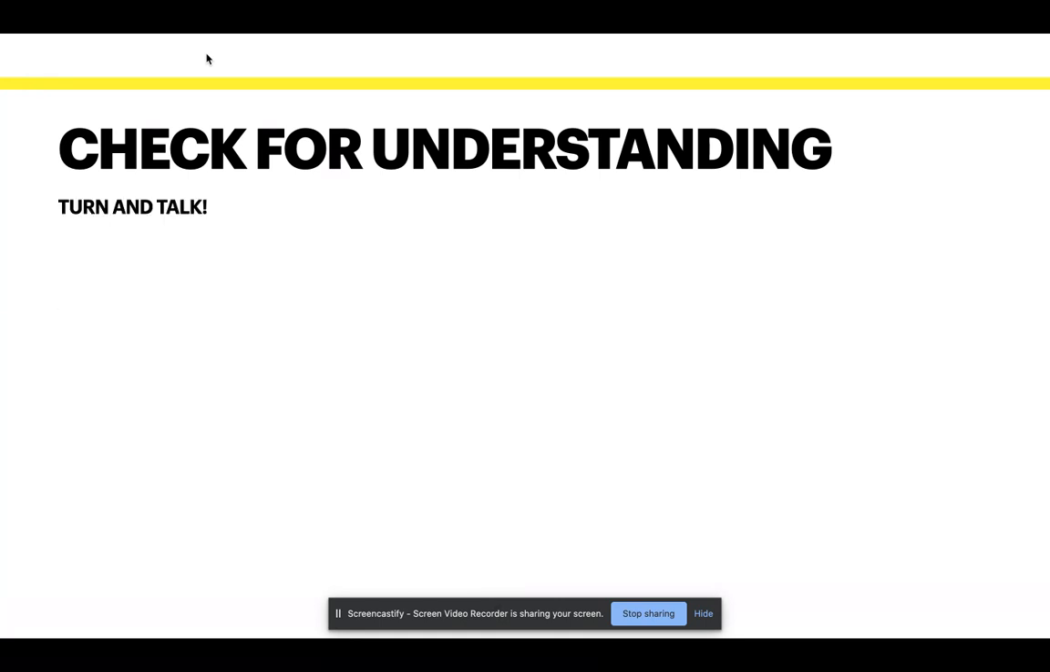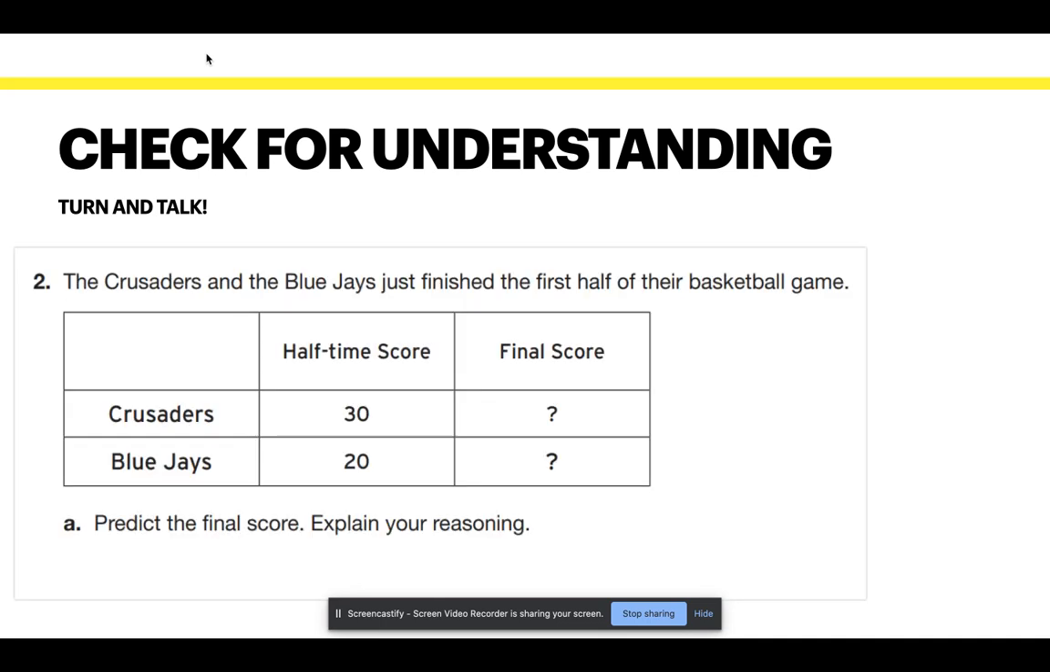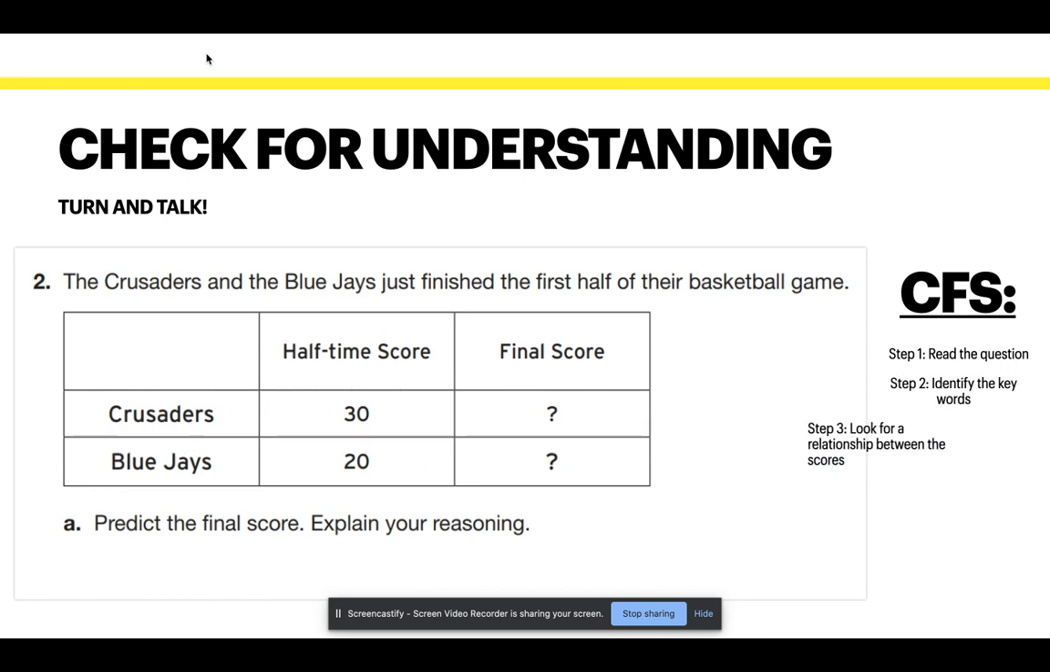All right, another check for understanding. I want you to turn and talk to your partner. But before you do, let's go over a couple of the steps that you need to take in order to get the correct answer. Okay? So the Crusaders and the Blue Jays, let me stop and go back to your criteria for success. Step 1, you're going to read the question. Then you're going to identify your keywords, look for a relationship between the scores, and then solve for the final score. 30 seconds, go.